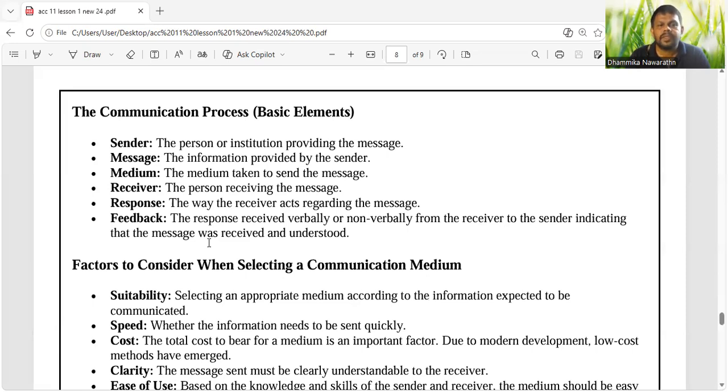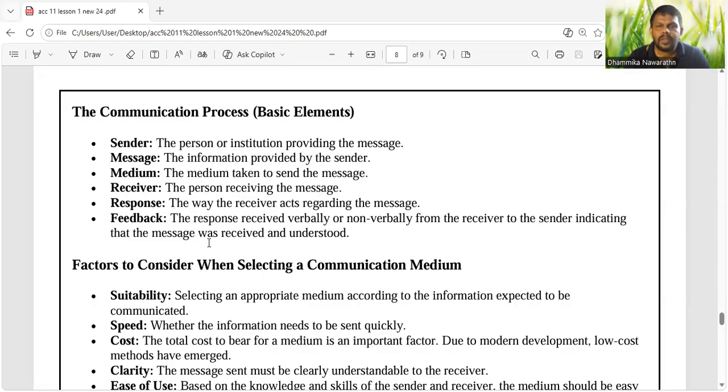Now communication is happening within this lesson also. I am the sender, and the message is the facts regarding this lesson. The medium is now electronic and oral. Then the receiver is our student. Then the response: you can respond, that means you can get marks.